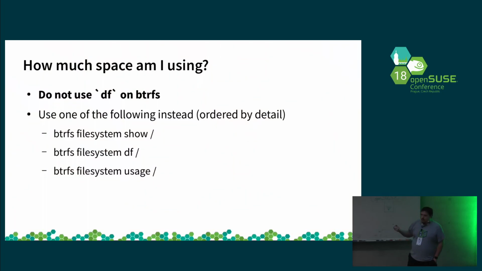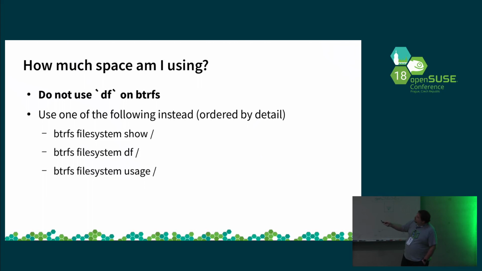So don't use df on Btrfs. Or if you do use it, just expect it to be lying to you. There are 3 different options in Btrfs because it's such an awesome file system. If you can do something right once, you can do it right 3 different times.